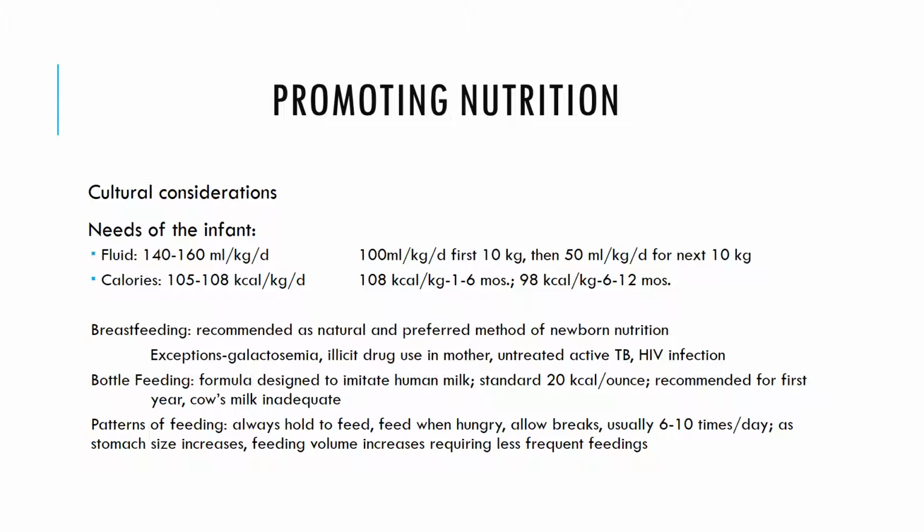Bottle feeding, standard is 20 kilocalories per ounce, recommended for the first year. They are not to be drinking cow's milk. It is inadequate. It is not nutritionally sound. The baby should always be held to be fed, no bottle propping. Feed the baby when they're hungry, usually 6 to 10 times a day. As the stomach size increases is how much we'll feed the baby, and the volume will increase. And then when the volume that they take in increases, then we'll feed them less often.